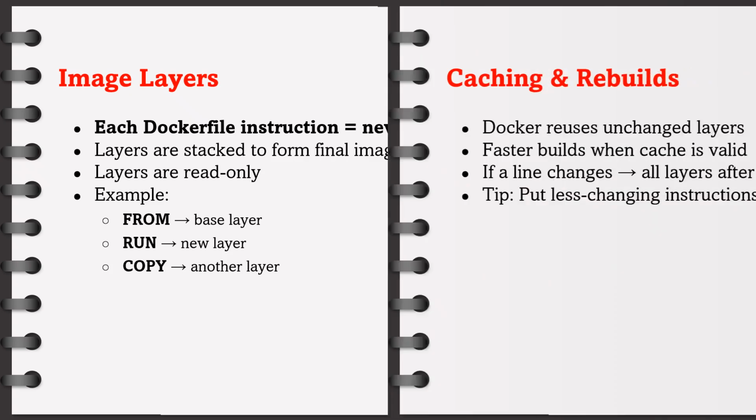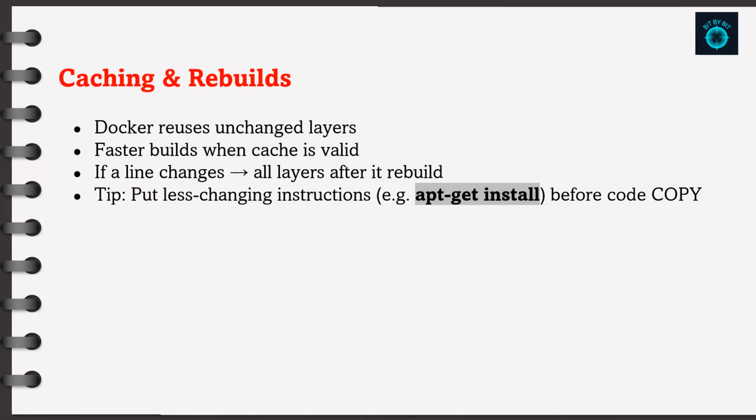Caching and rebuilds. Now let's talk about caching. When you build an image, Docker saves each layer in a cache. If you run the same build again and nothing has changed in that step, Docker will reuse the cached layer instead of rebuilding it. This makes rebuilds much faster. But here is the catch. If one instruction changes, Docker must rebuild that layer and all the layers that come after it.